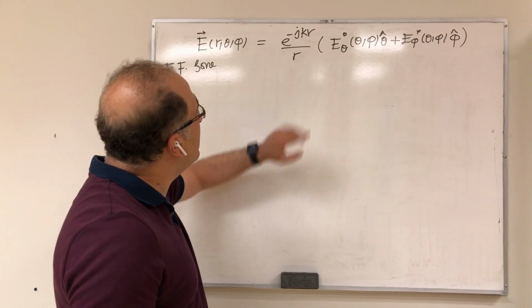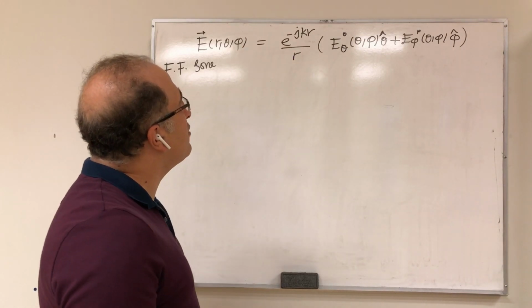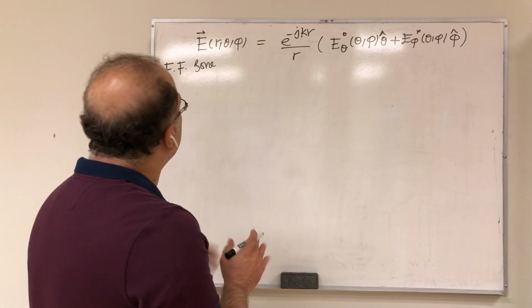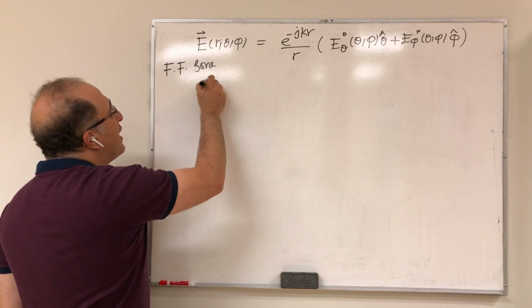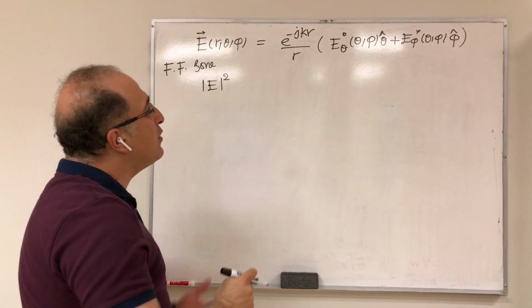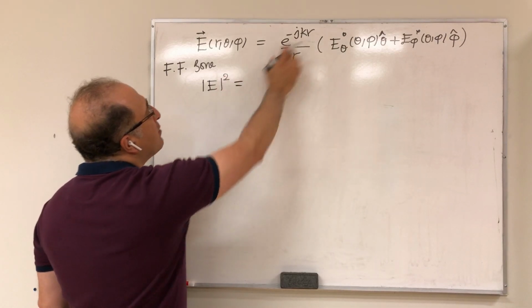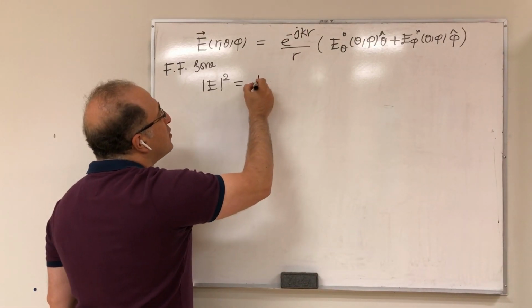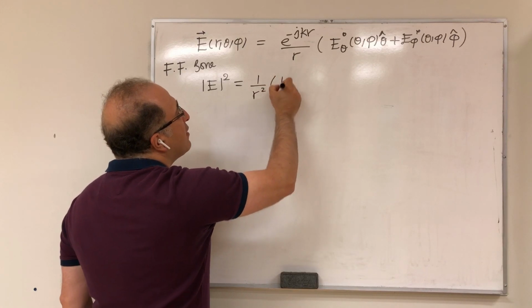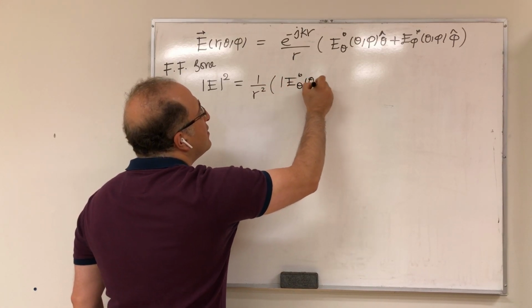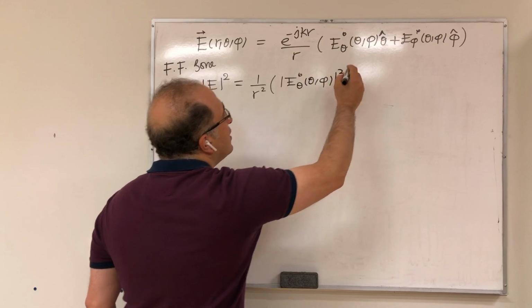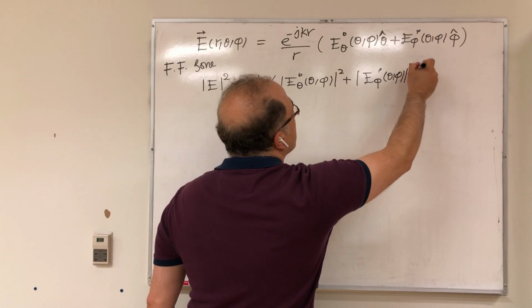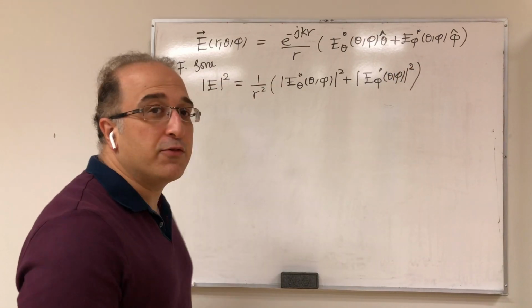So essentially our dependency is in the form of e to the power of minus jkr divided by r. Then I also took the magnitude of E. This time I'm going to go with the magnitude of E squared. Remember, the magnitude of e to the power of j theta is 1, so here this is going to be 1, so it's going to be 1 over r squared. And then here I'm going to have the magnitude of E theta naught, theta and phi squared plus the magnitude of E phi naught, theta and phi squared. So this became my magnitude of E squared.